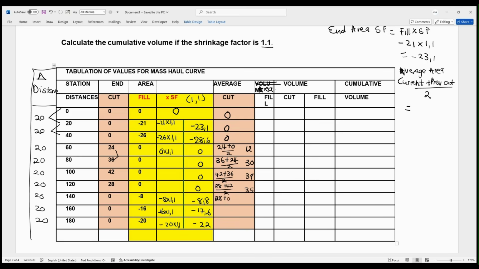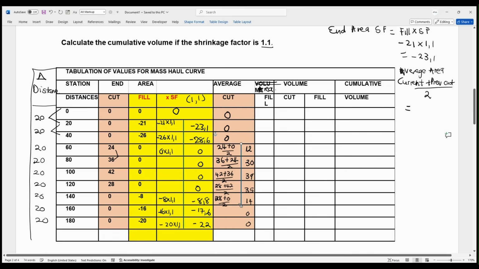28 plus 0, or 0 plus 28, is the same thing. Divided by 2 is equal to 14. Zero, zero here, zero, zero here. Right, so these are the answers for this section. I'm also going to put a line here to differentiate. These are your answers.